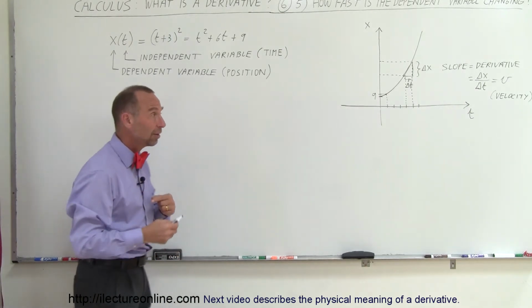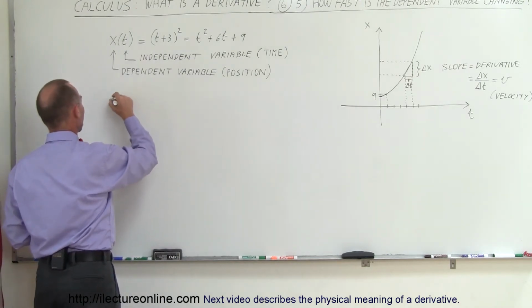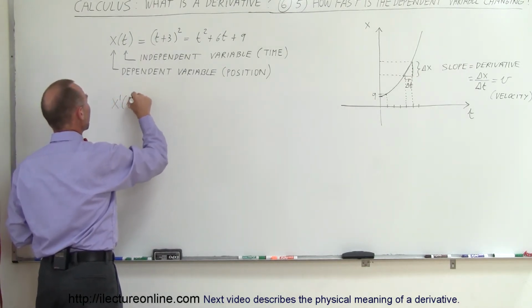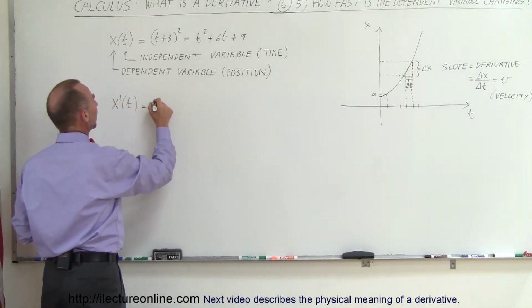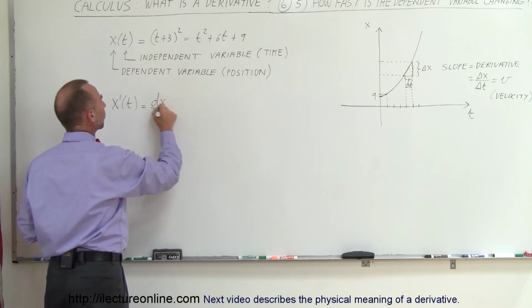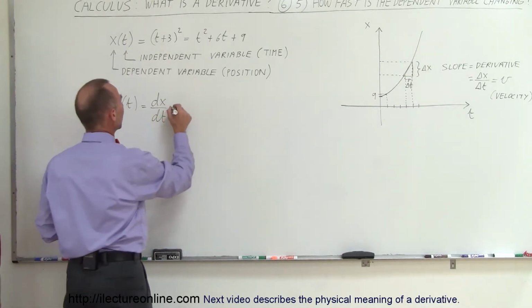Now, let's carry this one step further. It turns out that the derivative, x prime of t, and this is one way to write the derivative, is also the same as saying the derivative of x with respect to time. In a later video we'll get into that a little bit more, what those things really mean.